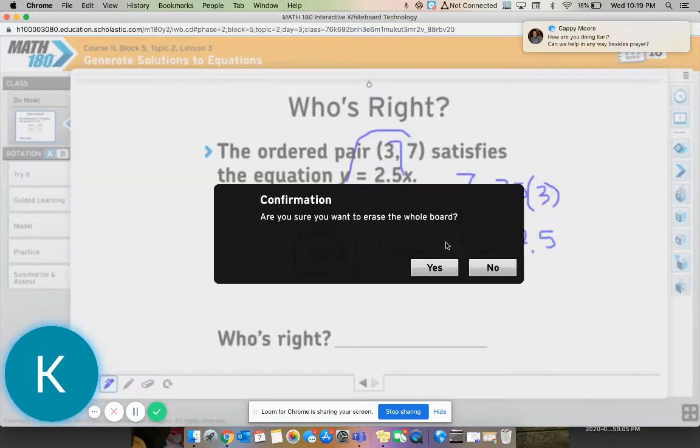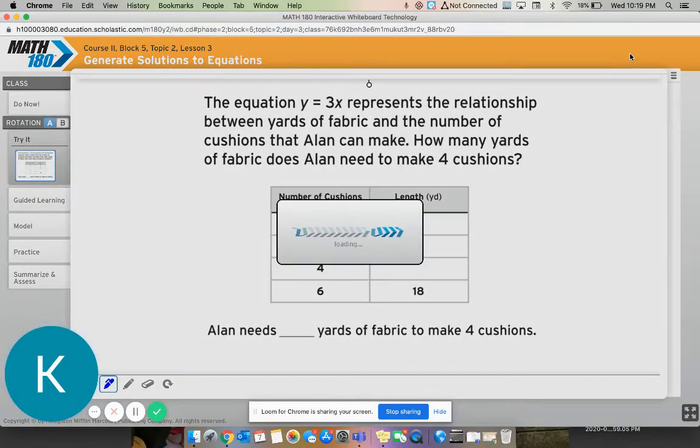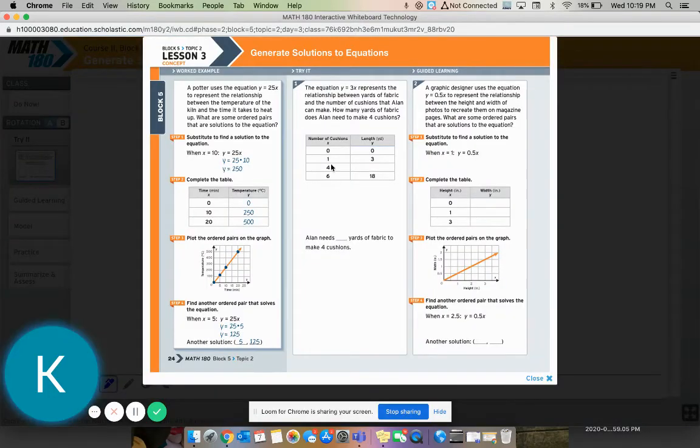So what I'm going to do is I'm going to erase that, make sure it gets into your workbook. And now we are on page 24 in your workbook. Page 24, remember we're starting in the center and then we're moving to the right. So let's go ahead and get started.